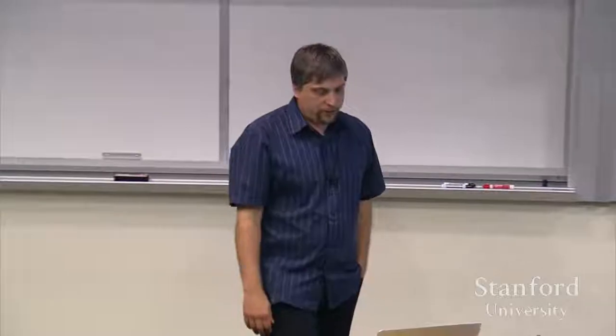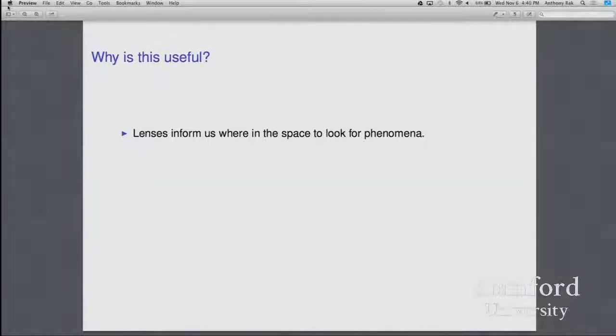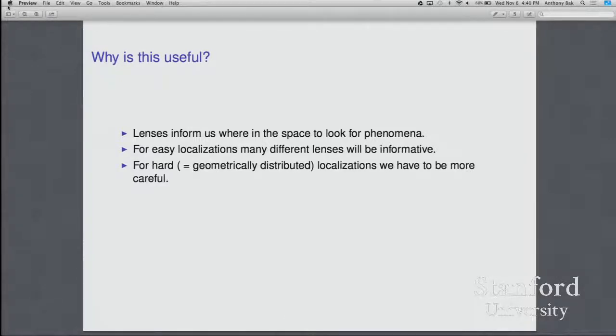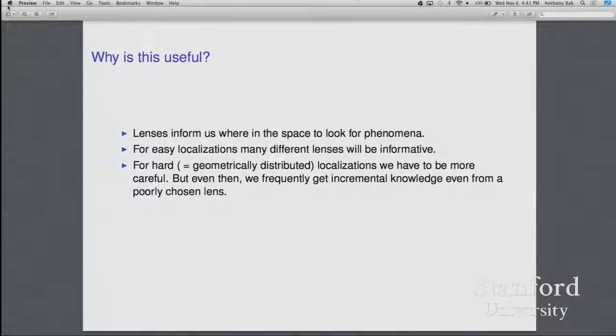Okay, so lenses inform us on where to look in the space for phenomena we're interested in. For easy localization problems, many different lenses will work, and we see that a lot. No matter what you try, you'll see the localization. For hard problems, by which I mean geometrically distributed in the space, we have to be more careful about what lenses, so we'll have to do some work to figure out what lenses are appropriate. But even then, we can get incremental knowledge about the problem from even a poorly chosen lens.